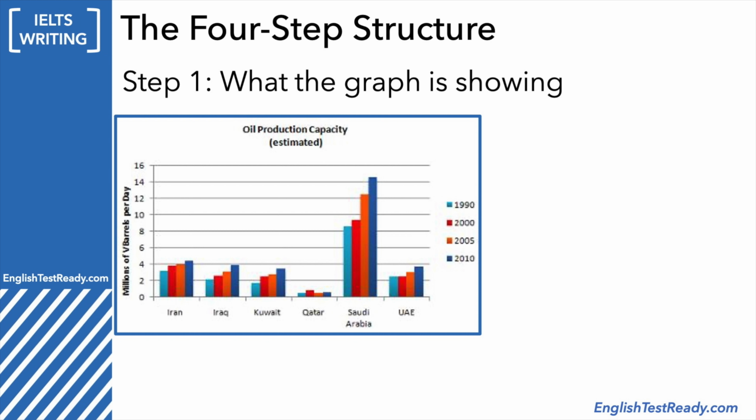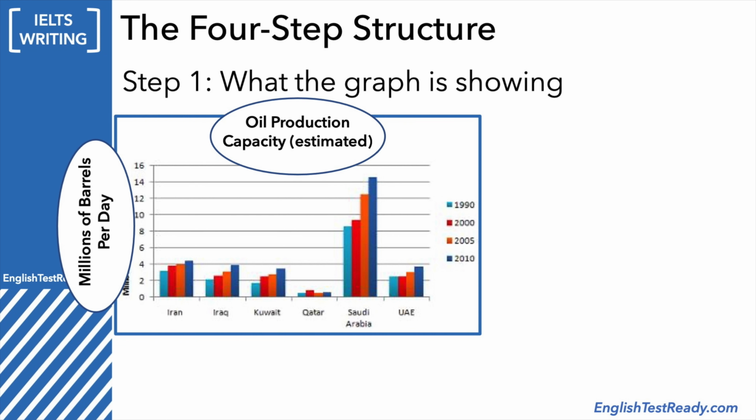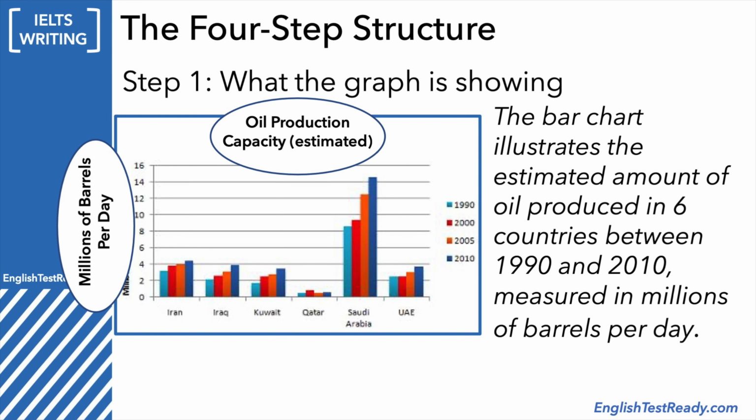So what is the graph showing? So let's analyze this chart. We should write about the oil production capacity from these 6 countries, and it's measured in millions of barrels per day. A simple opening for this graph could go like this. The bar chart illustrates the estimated amount of oil produced in 6 countries between 1990 and 2010, measured in millions of barrels per day.